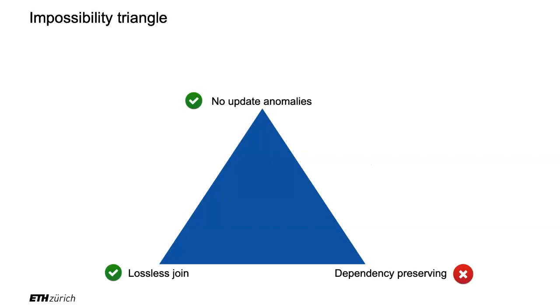Now, there are people who really insist on the preservation of the dependencies and on the lossless join, so they would sacrifice the update anomalies instead. Then you don't use the Boyce-Codd normal form, you use the third normal form, for example. The third normal form would give you the lossless join and the dependency preserving, but you might have update anomalies with the third normal form.